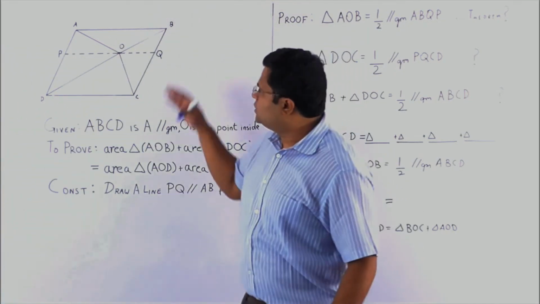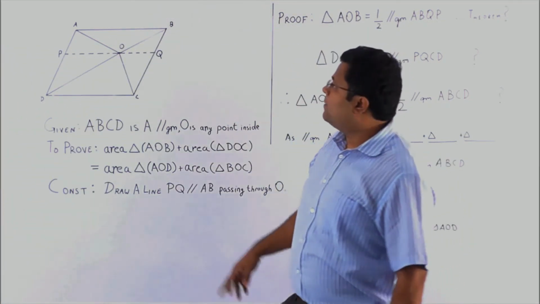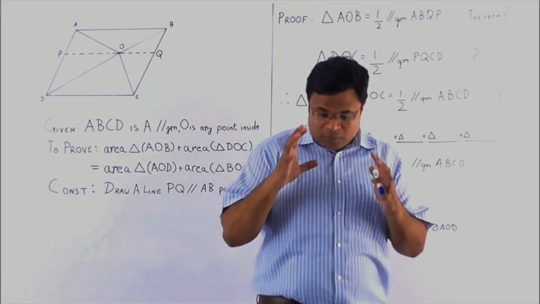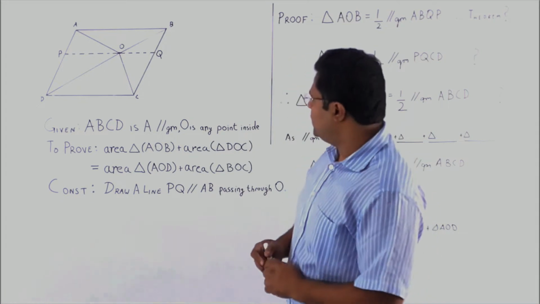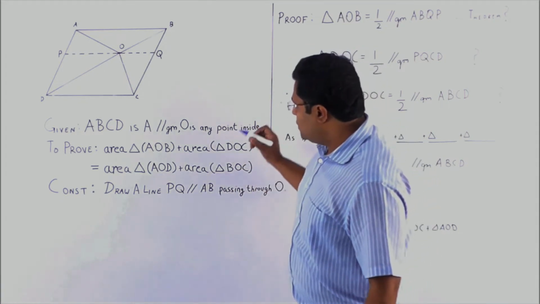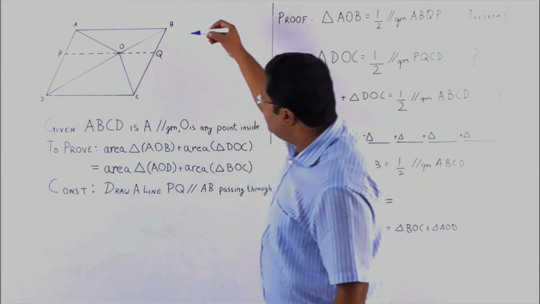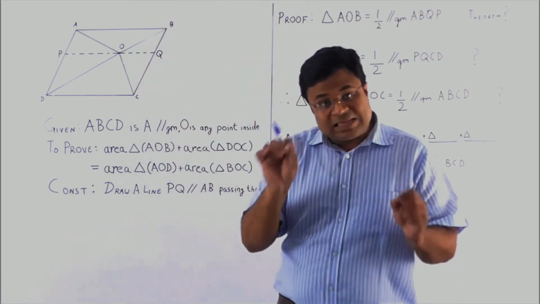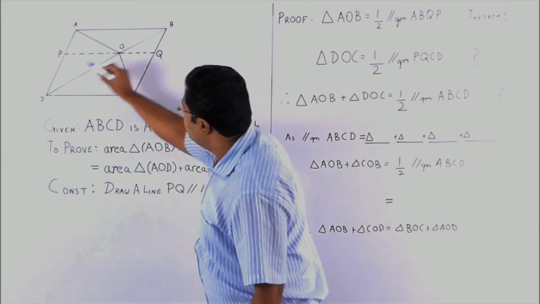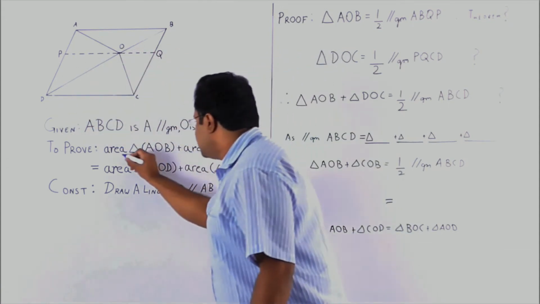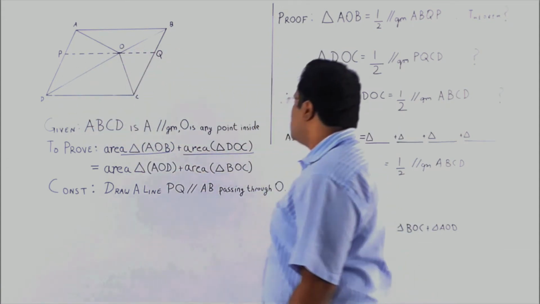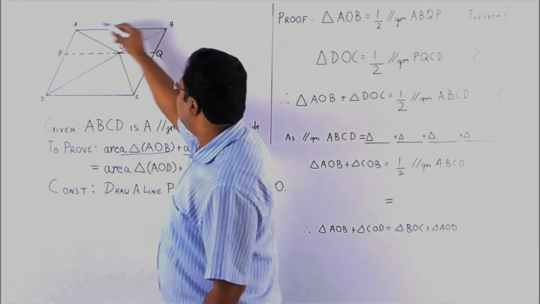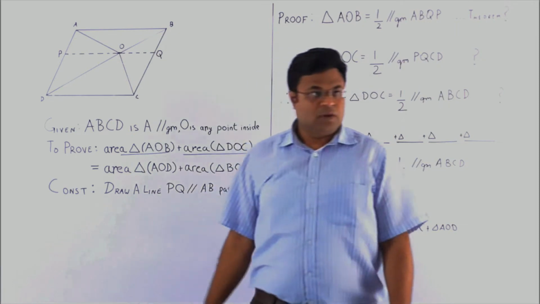Now, in this question, we have been given a parallelogram ABCD. The point to be proved here is that the area of triangle AOB plus the area of triangle ODC, that is AOB plus ODC, is half the area of the parallelogram ABCD.